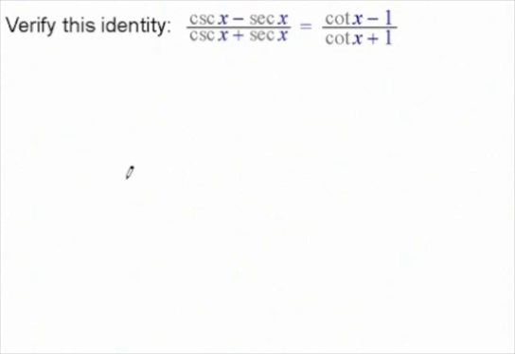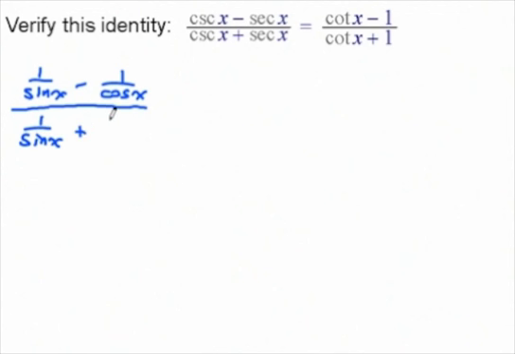Here's one where it really doesn't matter which side you work with, you will eventually get to the other side. Most people, when they see this, will see the left-hand side as the uglier piece. If you're really smart about it, there is a relationship between cotangent and secant and cosecant. But then you'd have to prove another identity. So let's just go with the uglier side, and change things into sines and cosines. So the left-hand side would be 1 over sine of x minus 1 over cosine of x, all over 1 over sine of x plus 1 over cosine of x.